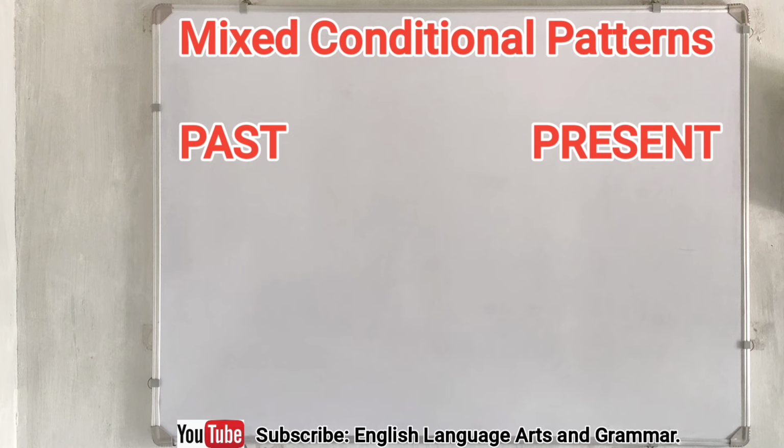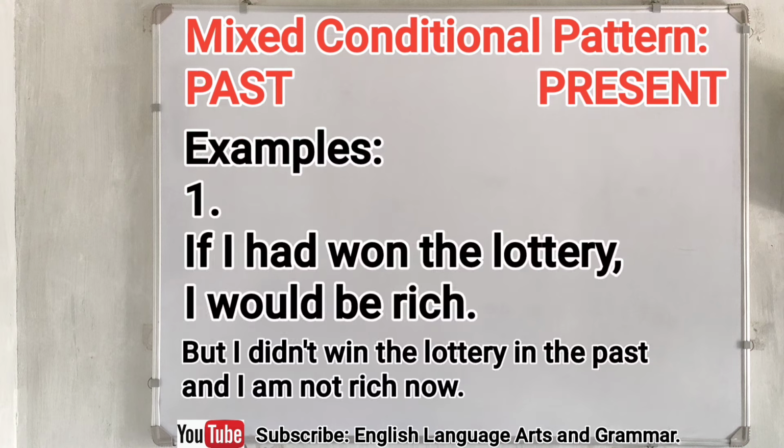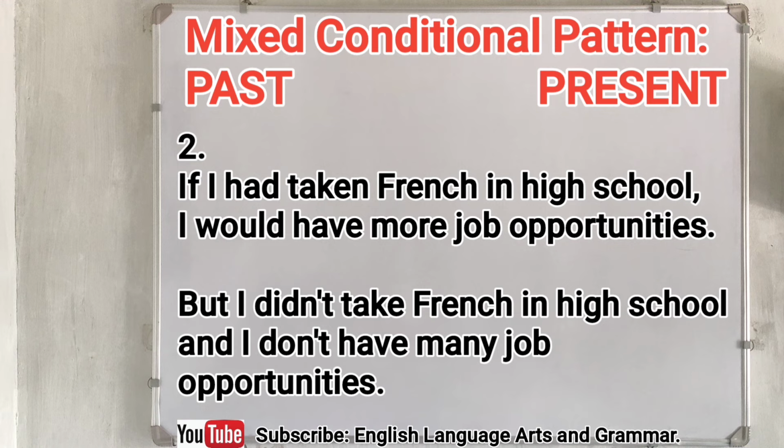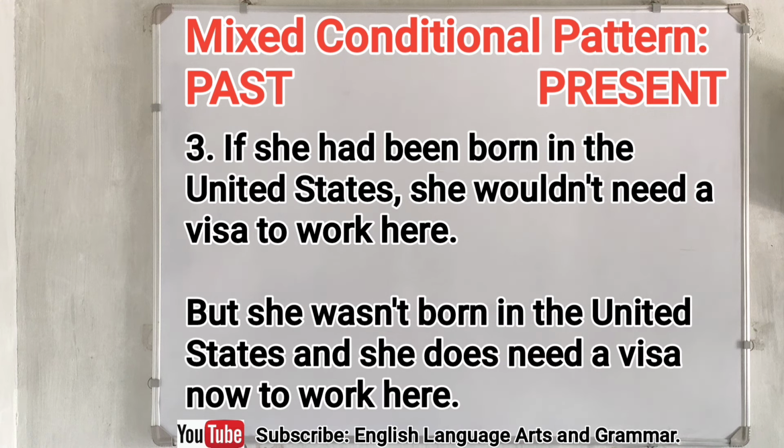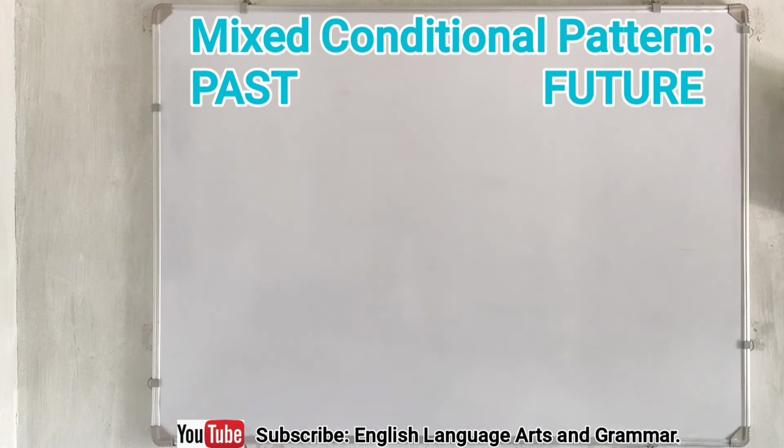Let us see some examples by using the past and the present. Example 1. If I had won the lottery, I would be rich. Example 2. If I had taken French in high school, I would have more job opportunities. Example 3. If she had been born in the United States, she wouldn't need a visa to work here. Some examples by using the past and the future.